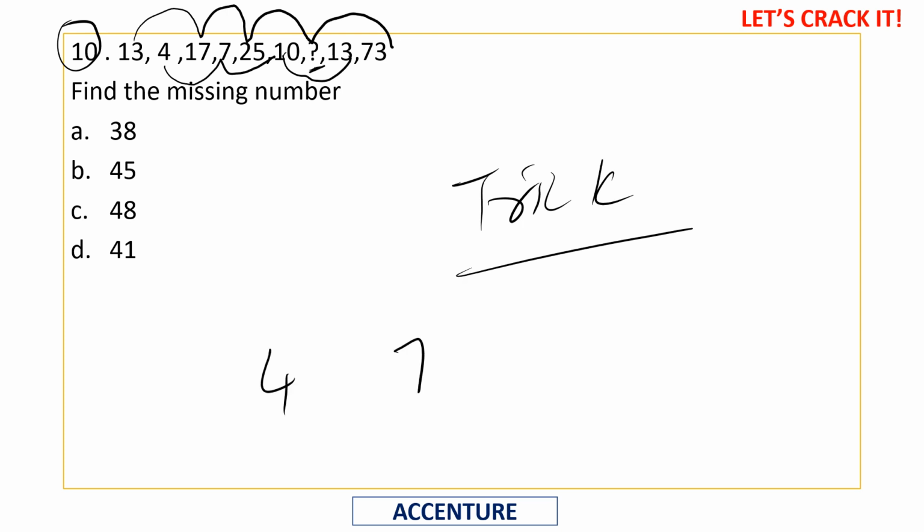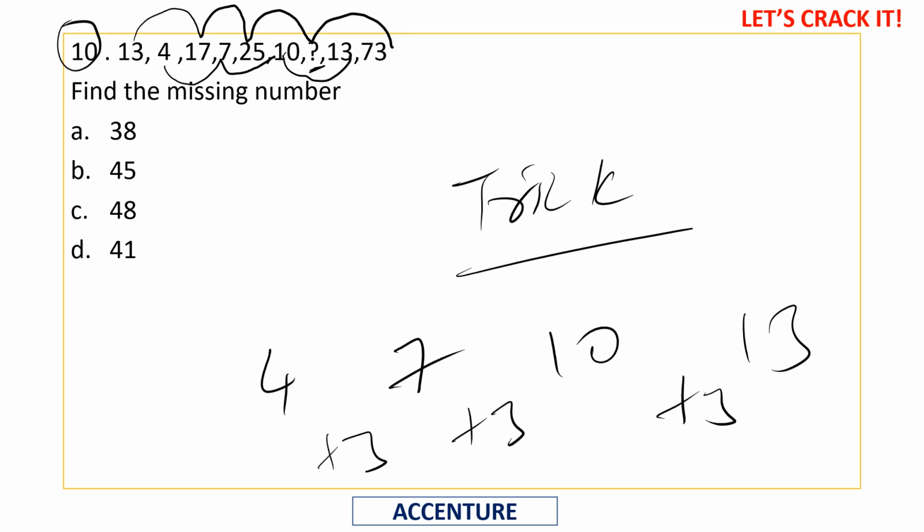Like 4, 7, 10, 13. 4 plus 3, 7 plus 3, 10 plus 3. So the second series is adding 3 to each successive term. And now coming to the first series, 13 plus 4 is 17, 17 plus 8 is 25, and then 25 plus 16 we get the missing number, 41. The missing term is 41, and then adding 32 to the 41 we get 73. So the series is satisfied, right?